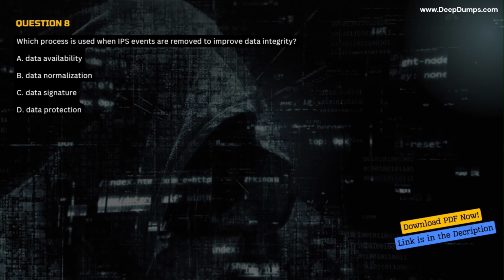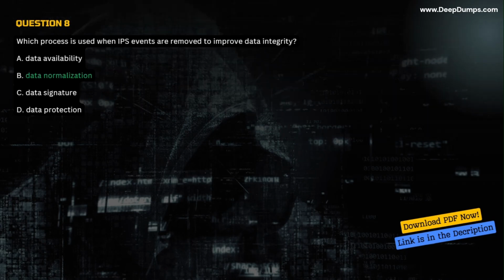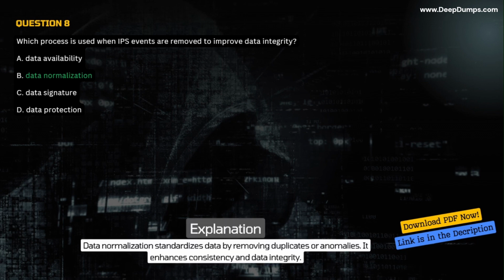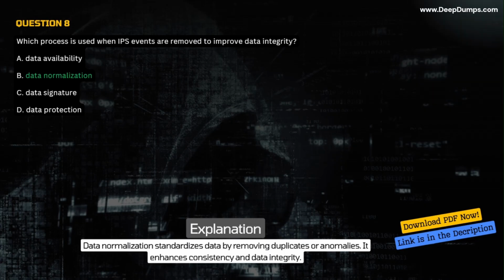Question 8. Which process is used when IPS events are removed to improve data integrity? A. Data availability. B. Data normalization. C. Data signature. D. Data protection. Correct answer B. Data normalization. Explanation. Data normalization standardizes data by removing duplicates or anomalies. It enhances consistency and data integrity.